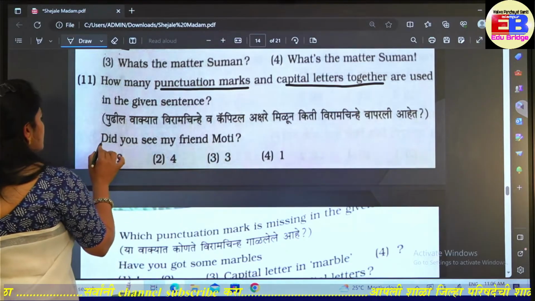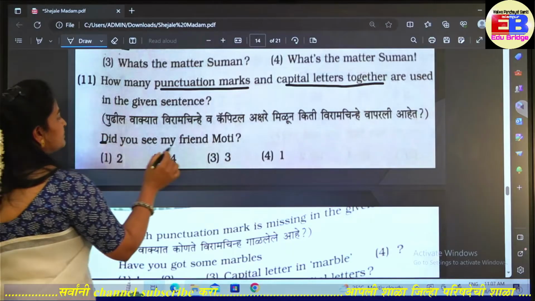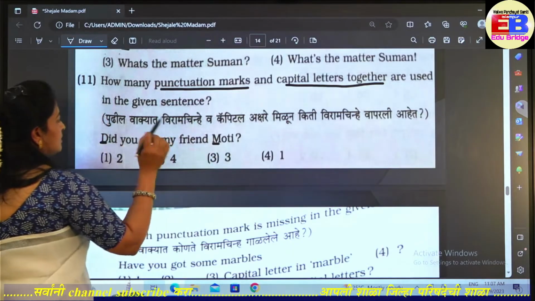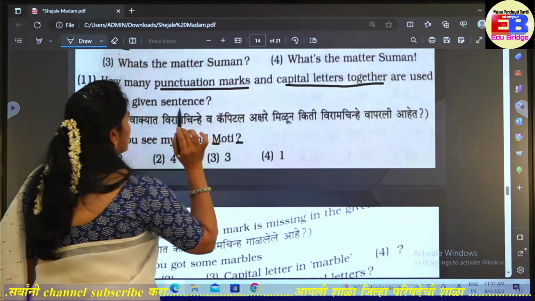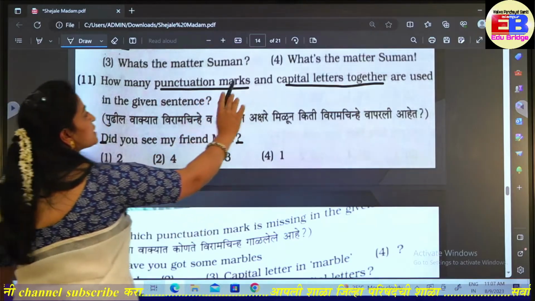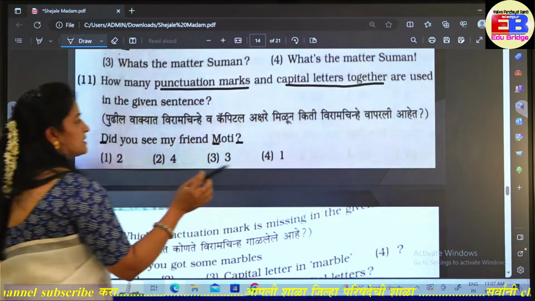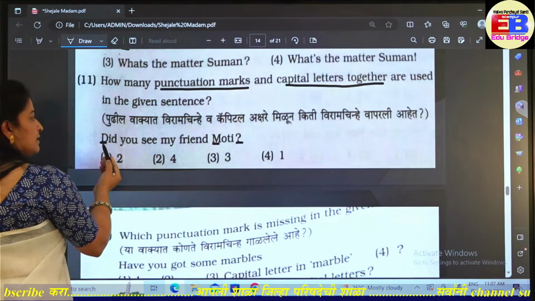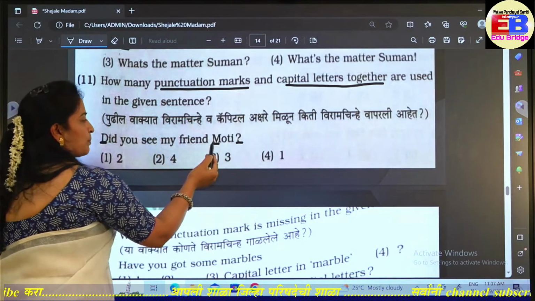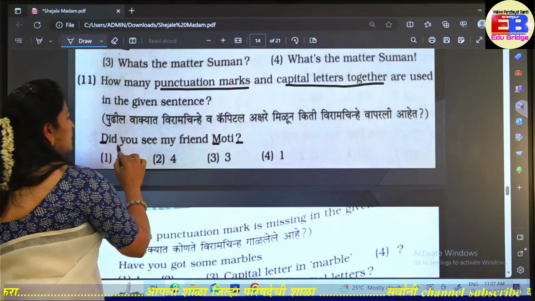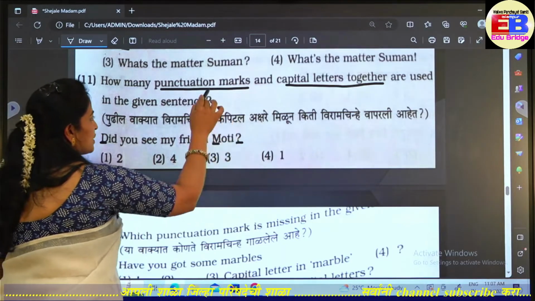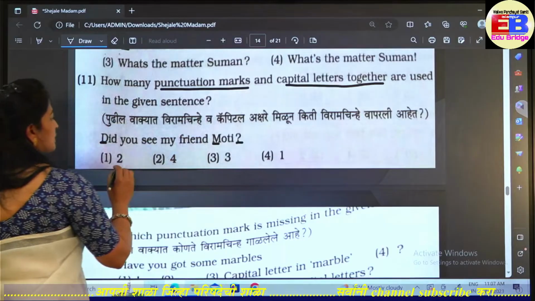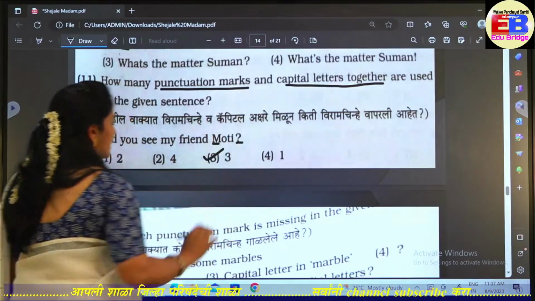सो द फर्स्ट इज डी इज द कॅपिटल हिअर, मोती कॅपिटल and the punctuation mark. इथं काय विचारले आपल्याला? पंक्च्युएशन मार्क आणि कॅपिटल लेटर्स असे दोन्ही मिळून किती आहेत? तर कॅपिटल लेटर्स फर्स्ट इज डिड, डी कॅपिटल, मोती इज द प्रॉपर नाउन, एम इज द कॅपिटल 2 and this question mark is punctuation mark 3. So total there are 3. So option number 3 is the right answer.